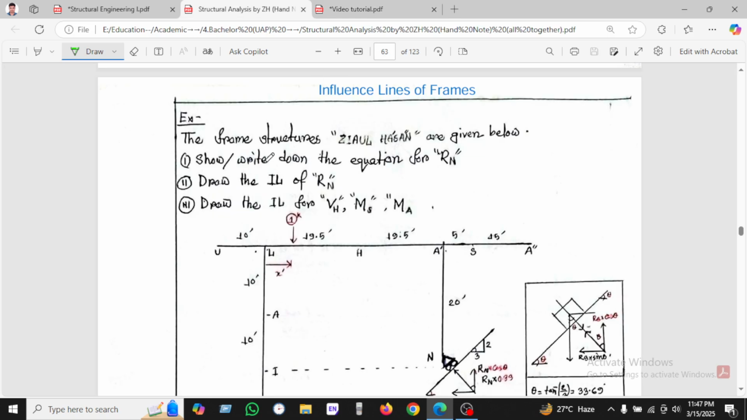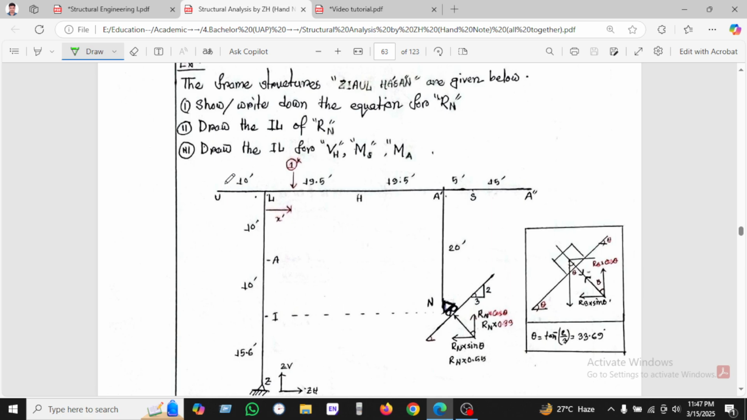Okay, here is an example. The frame structure. This is the frame structure, which is given below.